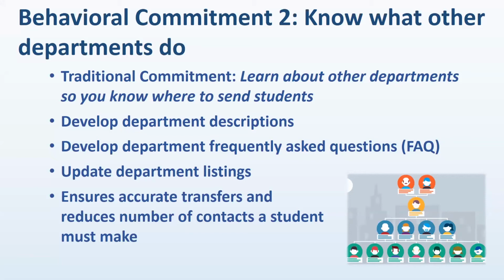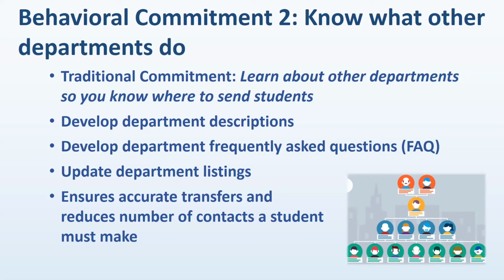The other important thing to do is to update department listings. Sometimes our websites have listings that are old, and we know that anytime something is printed, the day it's printed, something changes. But the key is to keep those updated. And finally, it's important that when folks are transferred, we make sure that that transfer is accurately done. And by doing so, that student doesn't necessarily have to keep going from department to department and be frustrated.